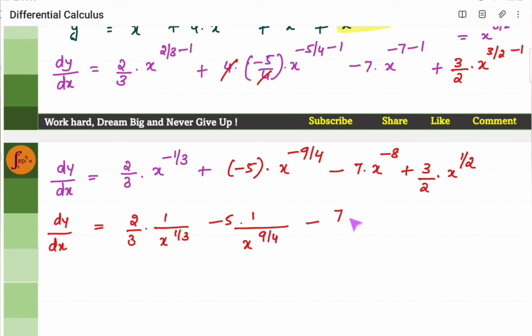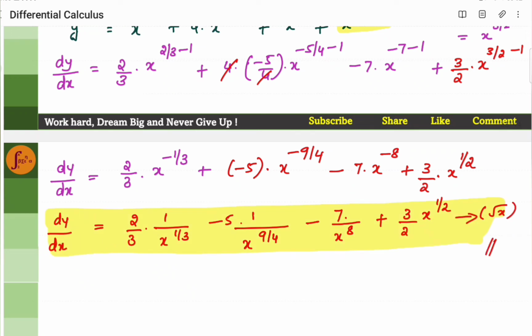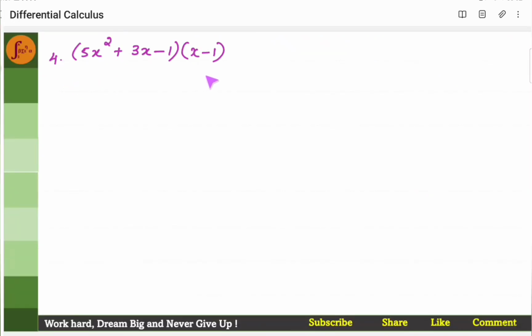Minus 7, I'll get x down here. Minus 8 will become plus 8. Plus 3 by 2 x to the power half, right? x to the power half is nothing but root x. So this is the derivative of this function. Instead of x to the power half, I can write it as root x, or I can leave it as is. Let's solve this fourth problem.